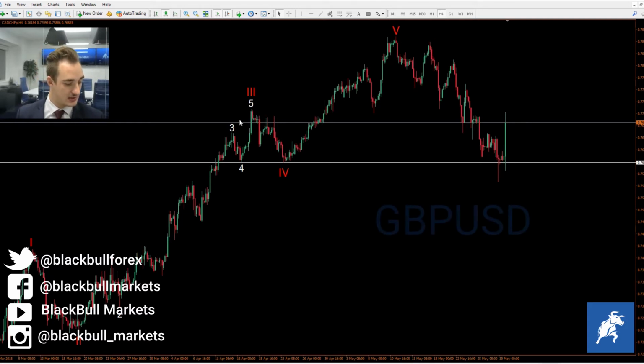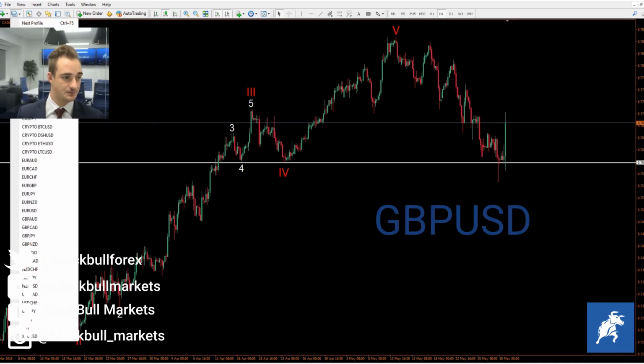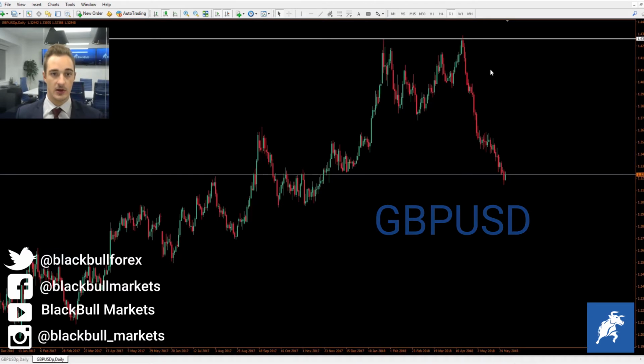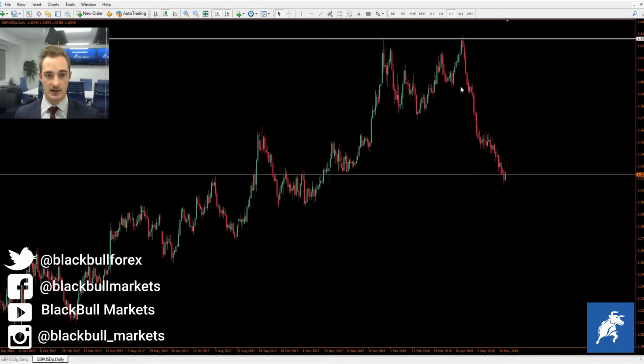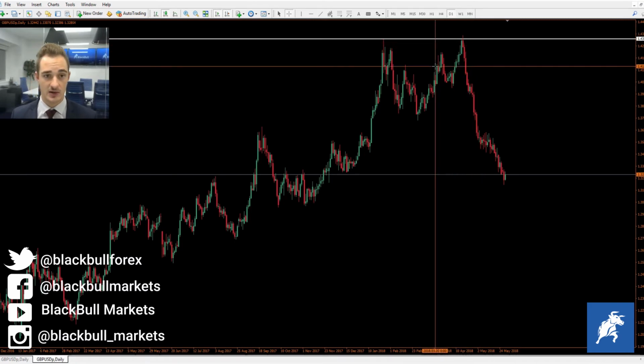So next one we're looking at is the GBPUSD. Here we go. So you can see that was pretty much a perfect double top. You can see it has then bounced with a candle close confirmation. So guys, this is another one here quickly.